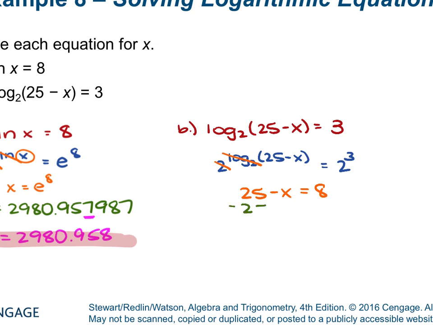I'm going to move the 25 over by subtracting it from each side. So we have that negative x is equal to negative 17. Then I'm going to divide each side by that negative 1. Turns everything to be positive, and we have that x is equal to 17.